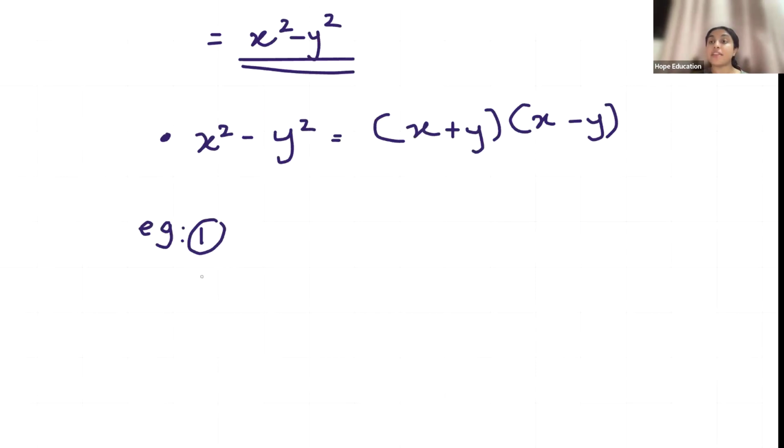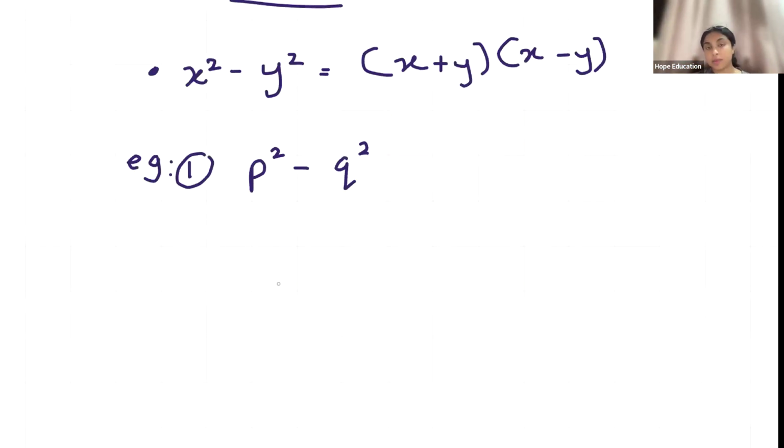If this is a difference, it's always a subtraction. Difference means subtraction, it's minus. So this is the difference of two squares. There are two squares, it's a difference. That's why we have a minus. This is how you simplify in one step. You open two brackets.